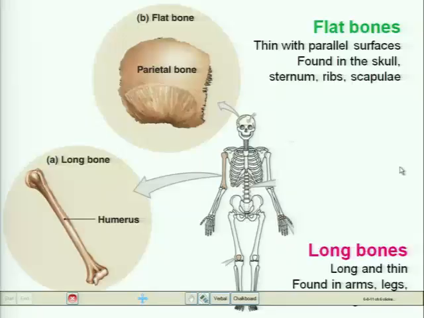Okay, so these are the different shapes of bones. There's 6 of them, and you need to know this. Your flat bones are pretty easy. They're bones that are flat. These are a lot of the ones found in your skull, your sternum, your ribs, and your scapula, which is in your back.